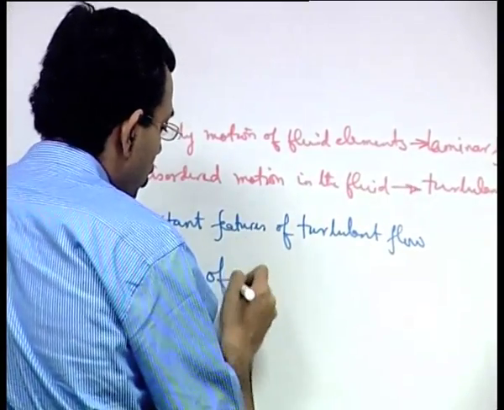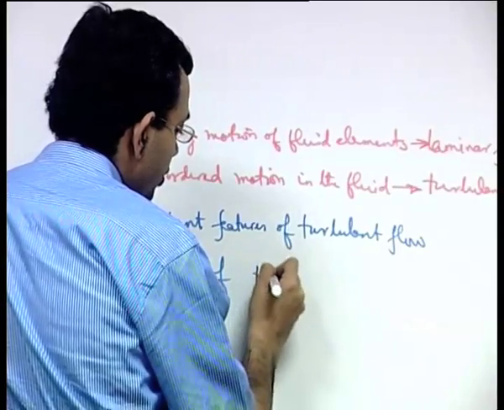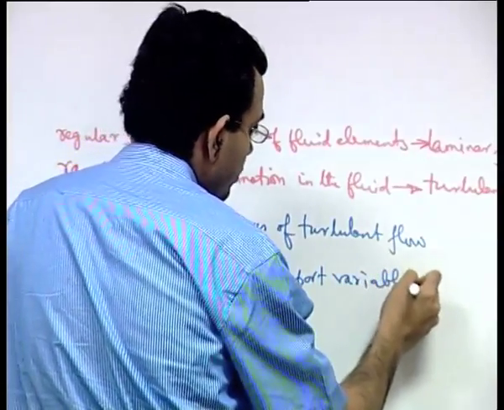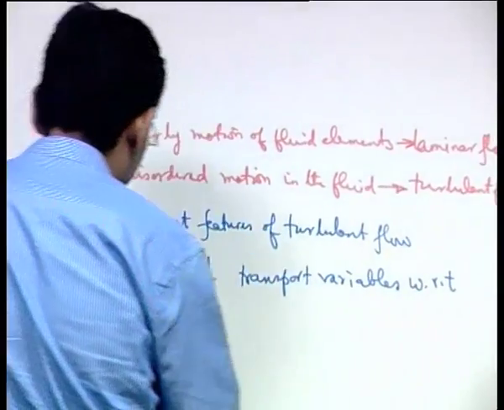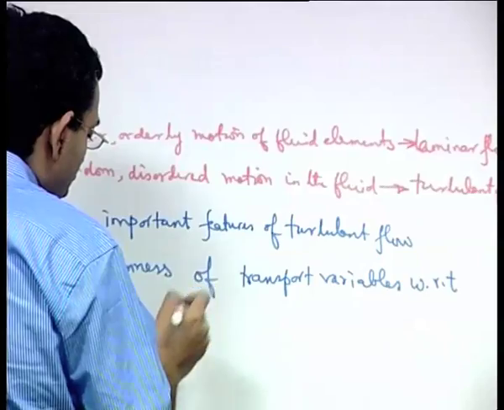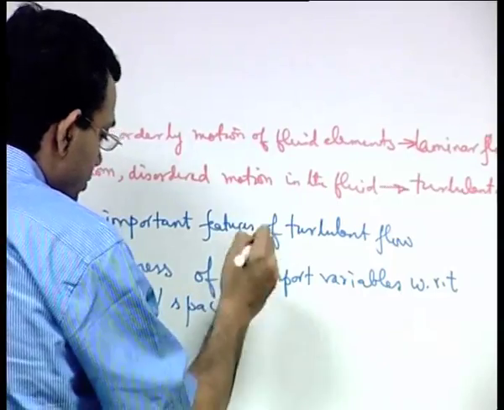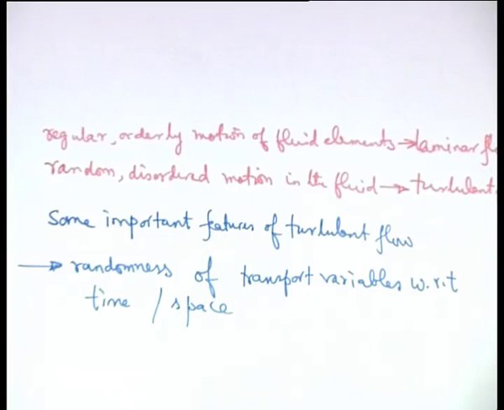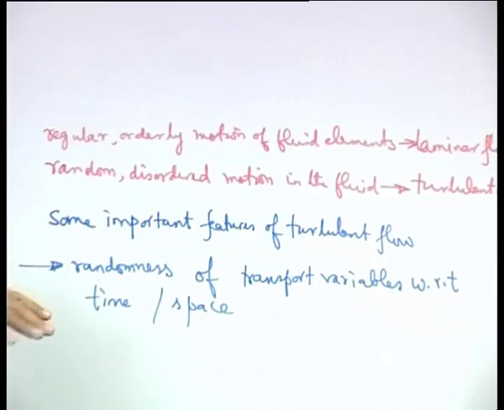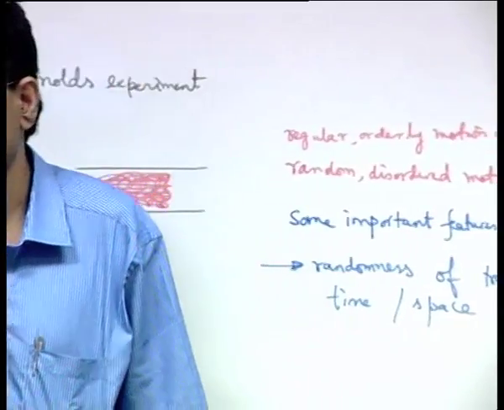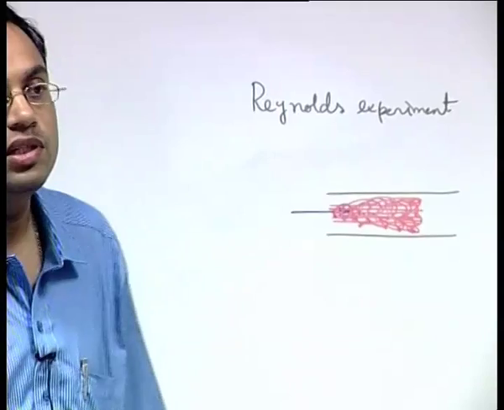Randomness of the transport variables with respect to time and also space. So, we can say that on an average the quantities are fluctuating with respect to space and time. The quantities may be velocity, pressure, whatever, these are fluctuating with respect to position and time.